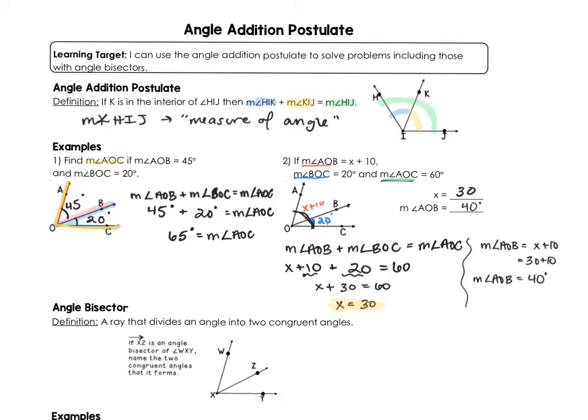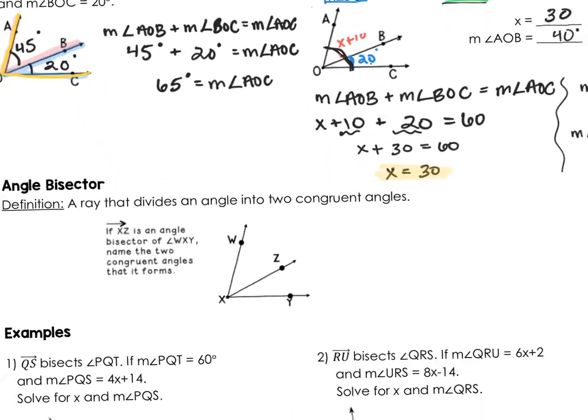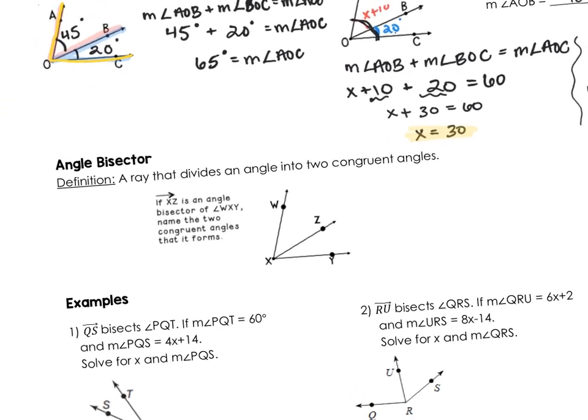So similar to the way segment addition has midpoints, when we have angle addition, we can talk about an angle bisector.